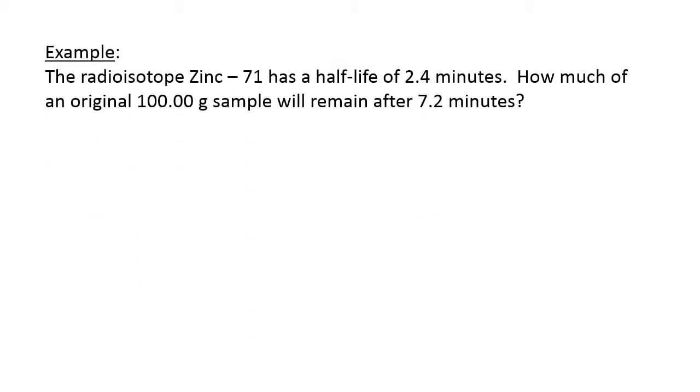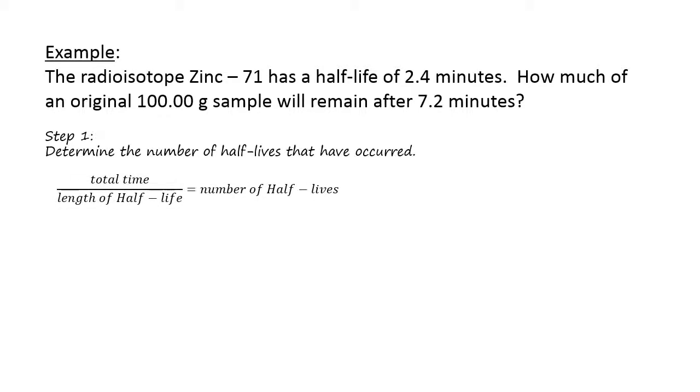Okay, so let's look at a problem where we can apply the concept of half-life. So here's an example problem. The radioisotope zinc-71 has a half-life of 2.4 minutes. And so the question is, how much of the original 100-gram sample will remain after 7.2 minutes? So the first step here is that we have to determine the number of half-lives that have occurred. And the way we can do that is by taking the total time that has occurred and dividing that by the length of a half-life. And again, we can find the length of a half-life by looking in Table N, or it will be given to you in a problem.